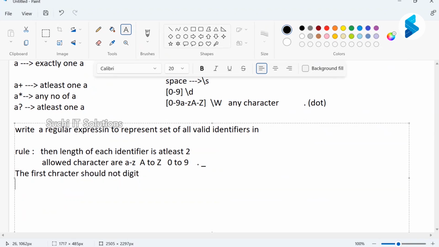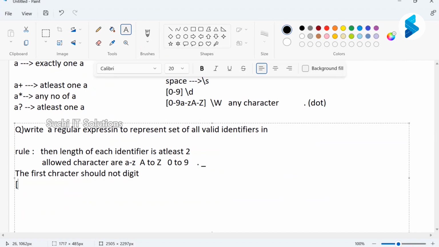So this is the question I'm asking: write a regular expression to represent the set of all valid identifiers in your language. Can you write it, guys? The length of each identifier is at least 2. Just now you learned, right? So what pattern can we write?